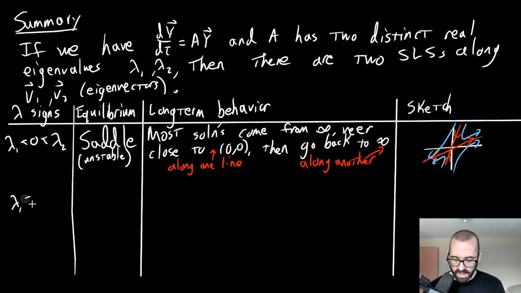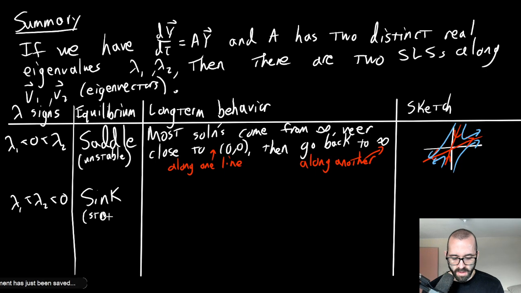Now, if they're both negative, then we have a sink, which is what we're going to call a stable node.